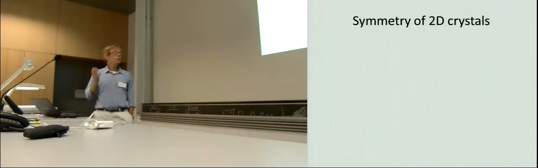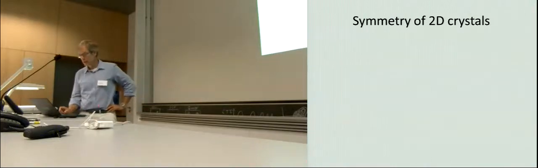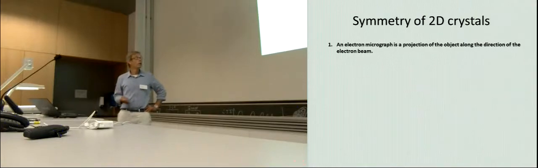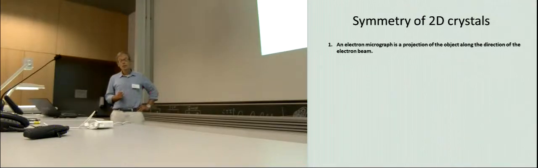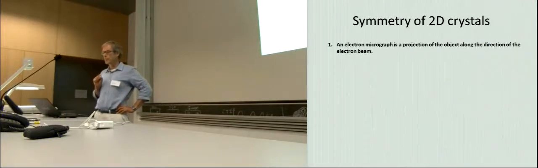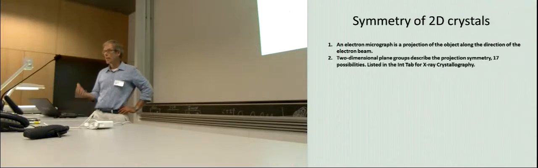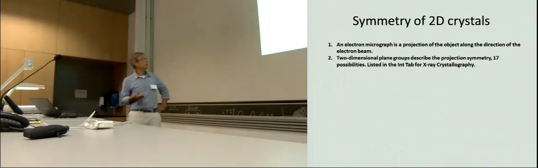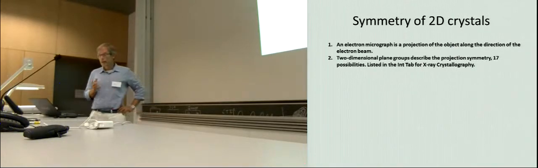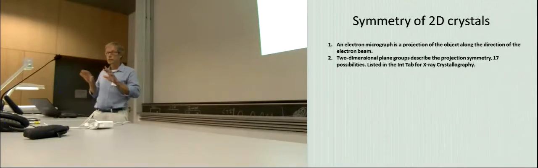So it's very important to determine the symmetry of your 2D crystals. And as you have all heard, an electron micrograph is a projection, to a good approximation, of the object along the direction of the electron beam. In other words, the image that we have is a projection image of the object. And so this is a two-dimensional object.